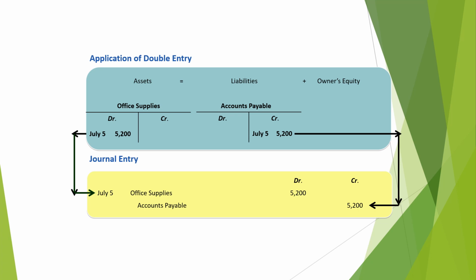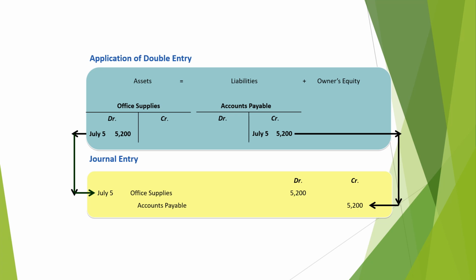Office supplies needs to increase. Office supplies is an asset. Assets increase on the left, so we need to increase office supplies with a debit on the left. Accounts payable is a liability. We need to increase it.